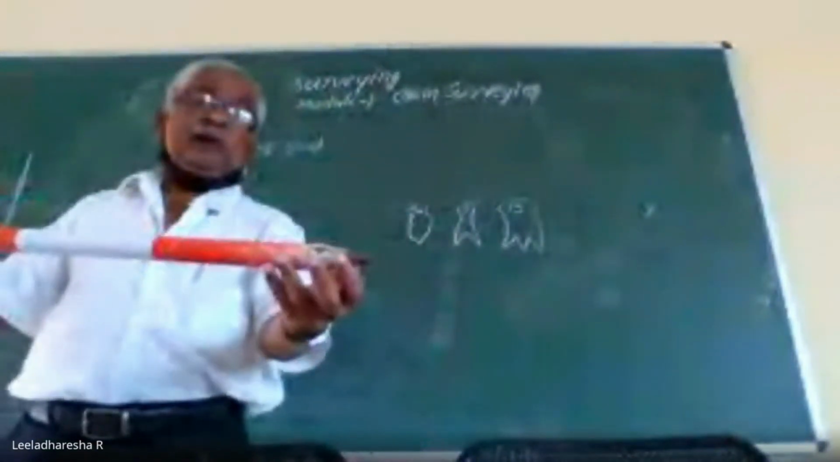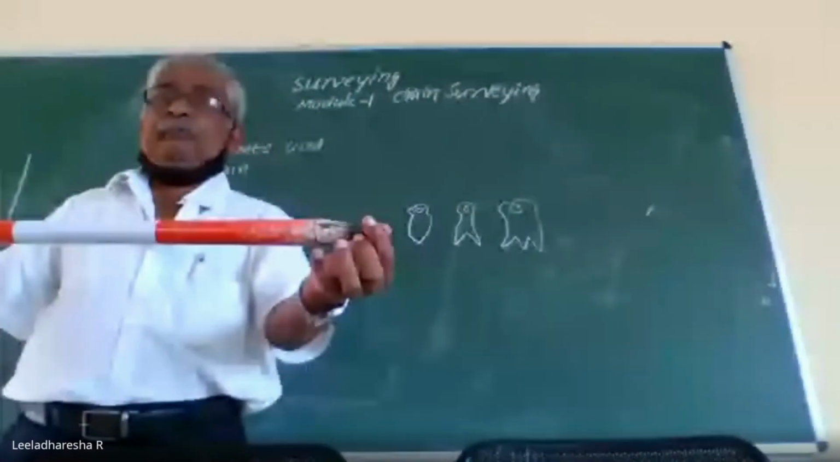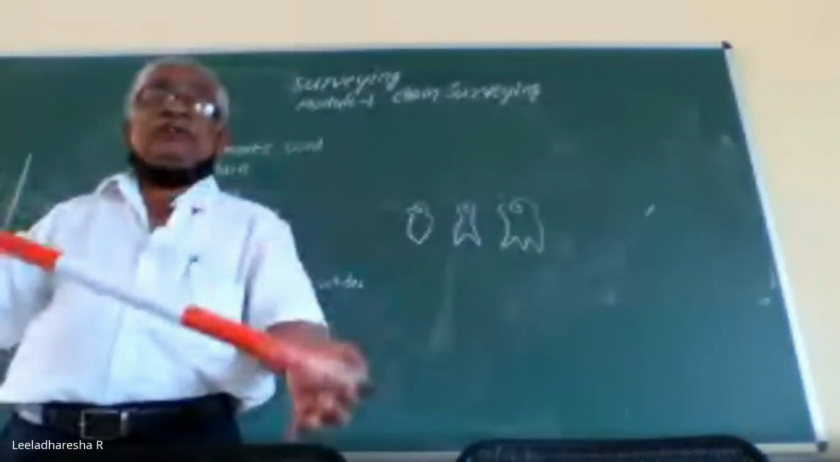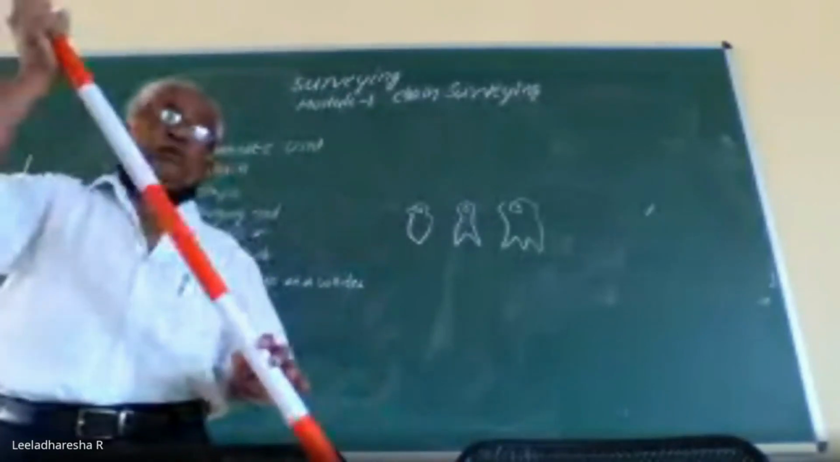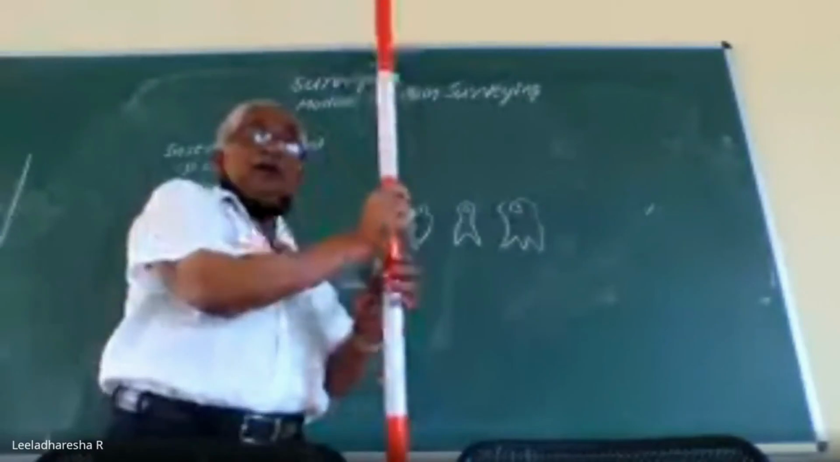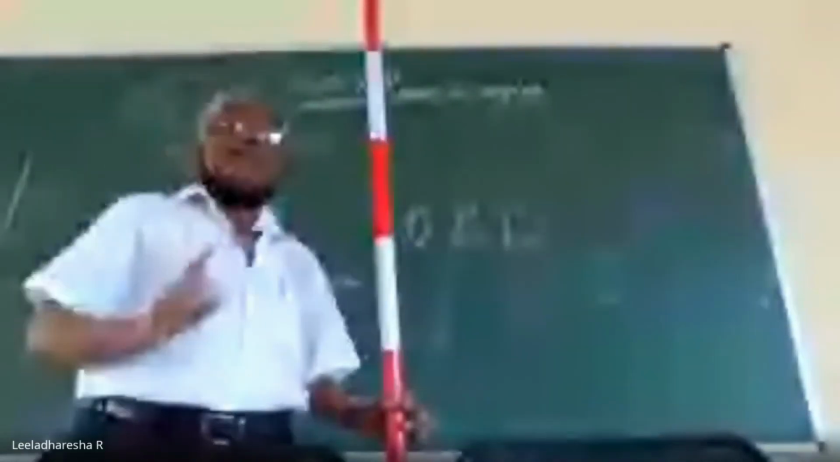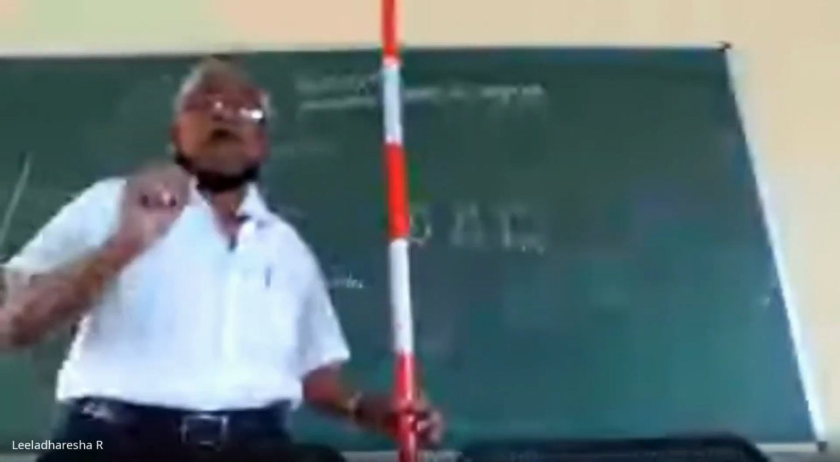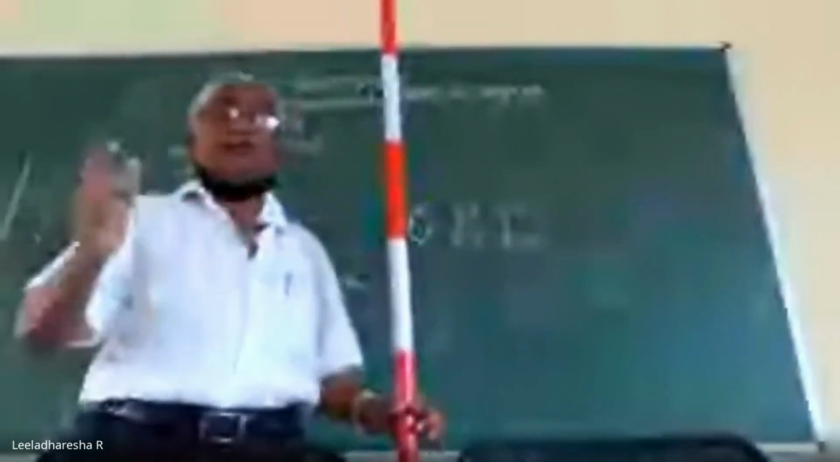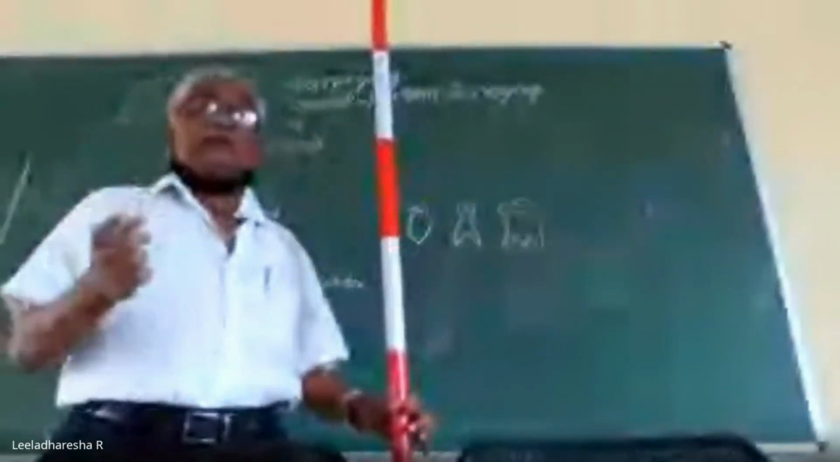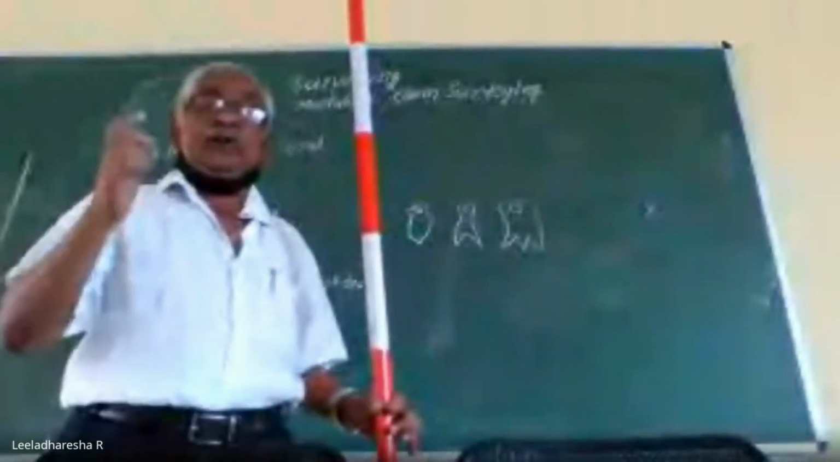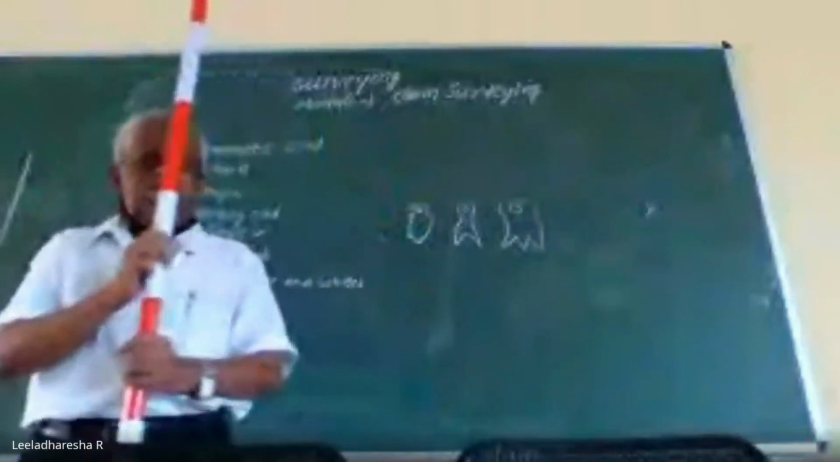You can also observe the bottom of this ranging rod. The bottom is sharpened by means of a conical shoe. A conical shoe is there, and you can fix this ranging rod into the ground. It can be driven into the ground, and this ranging rod is used for the purpose of ranging a line. In the next articles, I will be telling you the different methods of ranging and why ranging is to be carried out.